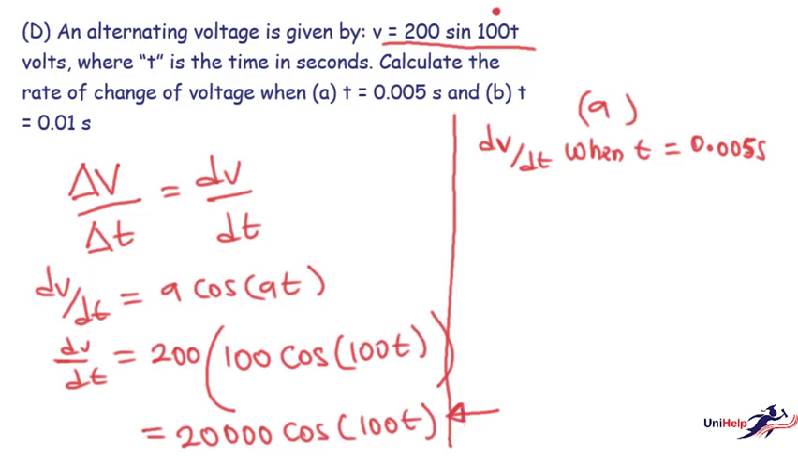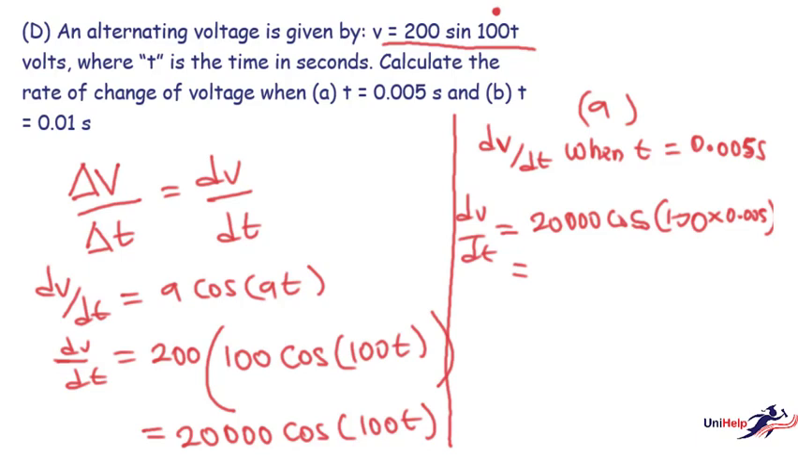plug 0.005 for t in this expression. Therefore, dV over dt will be equal to 20,000 cos 100 times 0.005. By typing that into my calculator, remember to have your calculator in radians. That gives me 17551.65 volts per second.